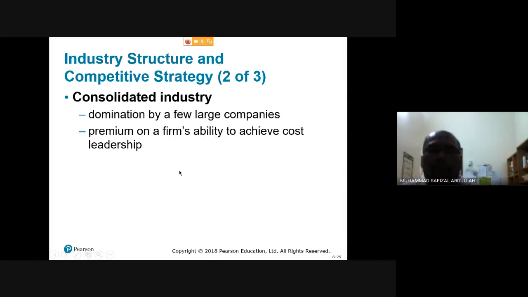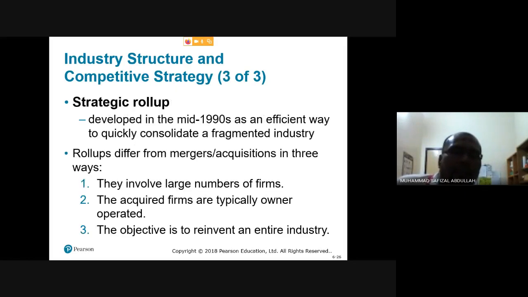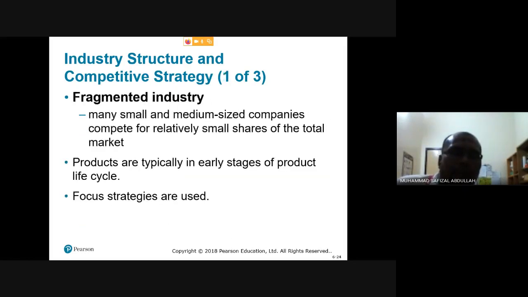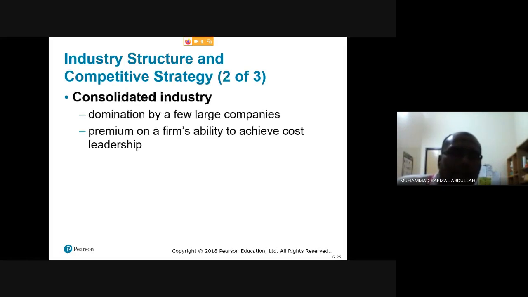Yeah, they offer premium and then they have the ability to achieve cost leadership. They can sell cheaper, they can sell lower, they can provide better value for money. This is what we call a consolidated industry. Okay, class, so industry structure, there are two types. Fragmented, which is dominated by small companies. There are many small SMEs in the industry, whereas in the consolidated industry, there are a few firms, but those firms are large firms. And they have the ability to apply cost leadership.